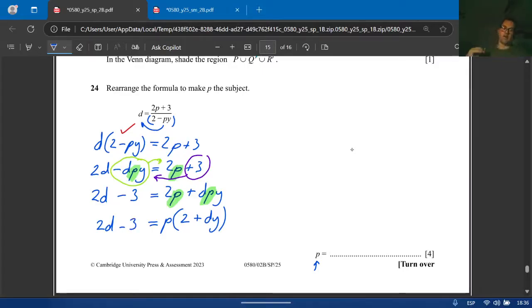Okay, now there's only one thing left to do. 2 plus dy, that's being multiplied by p. So if I want to move that to the other side, I'm going to have to divide it. And that's the answer. Look, the p is alone. I can just write that over here then: 2d minus 3 over 2 plus dy.